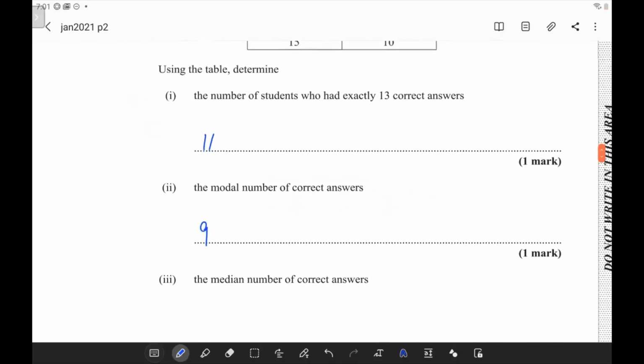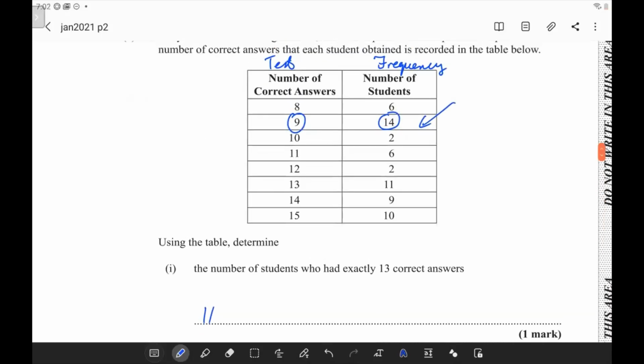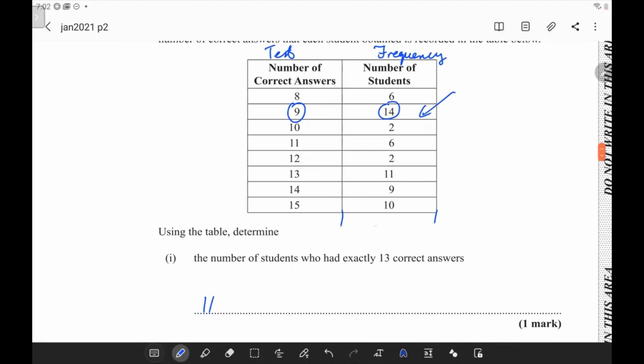The median number of correct answers is the number in the middle. So the sum of these frequencies is 6 and 14 is 20, that's 22, 28, 30, 41, 50, and 10 is 60. So the middle of 60 will be the 30th and 31st values, so that each side will have 29. So that happens around 30.5 of the students.